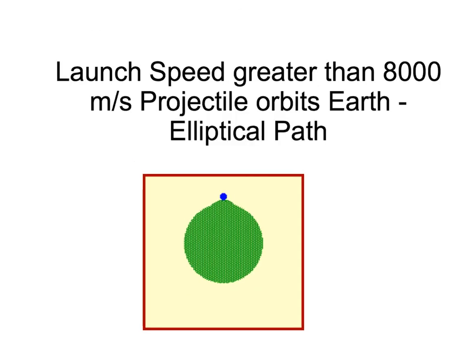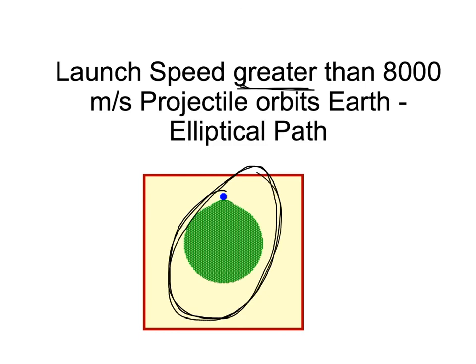Now, if you have launch speeds greater than 8,000, the projectile will get an elliptical path. So instead of just going around and around, you're going to get one that goes something like this, and it looks more egg-shaped as it goes around.